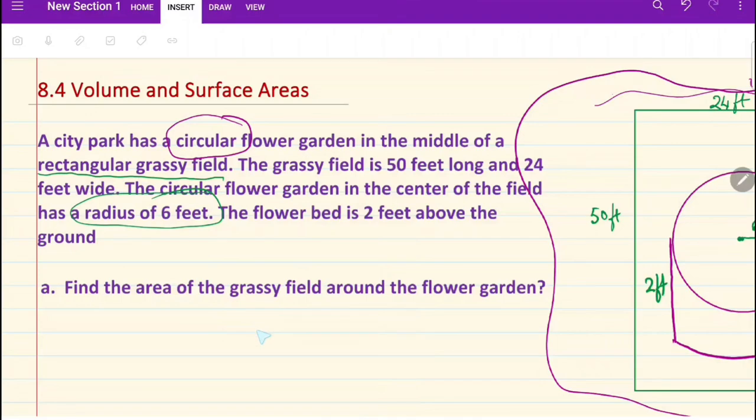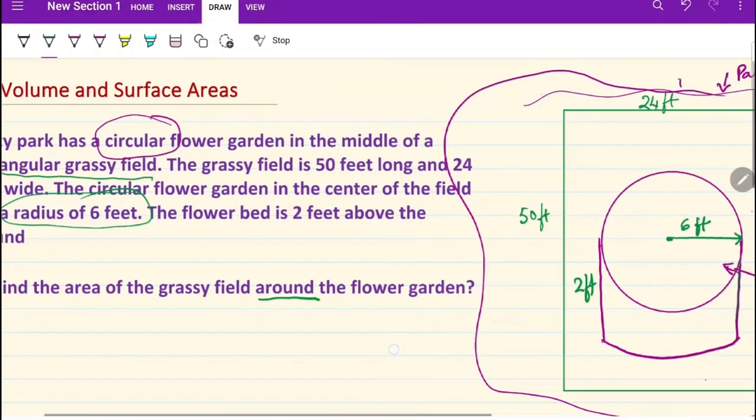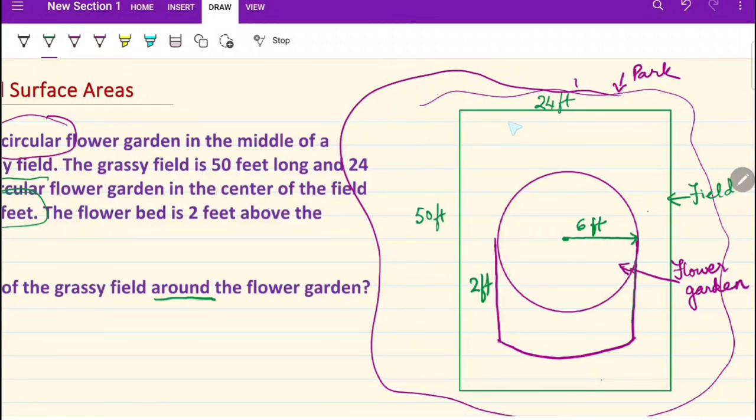Now let's go on to solving the first part of the question. It says find the area of the grassy field around the flower garden. The key word here is "around" the flower garden. That means you should not include the area of the flower garden. It's asking for all this area, let me shade this here, all this area outside, within the rectangle, but outside of the flower garden. All this area we need to find.